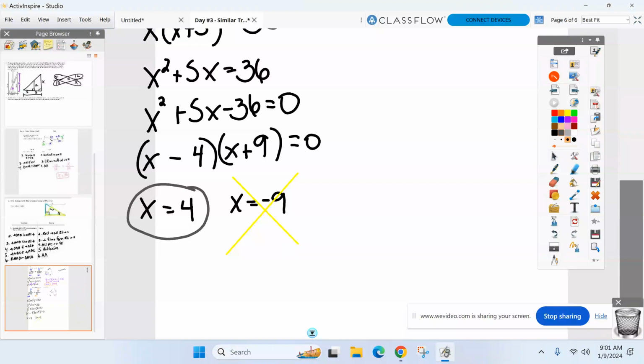If you're having trouble with factoring, you got to do something about it. I'm sorry if I come off strong about this. You got to do something about it because this is not going to change. I'm going to have you factor all the time. It's not going to change if you're struggling with factoring. Do something about it, please.